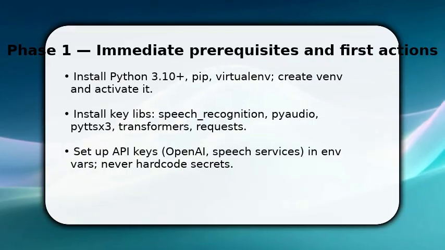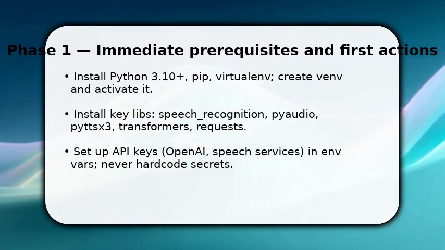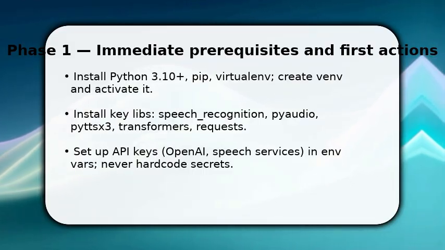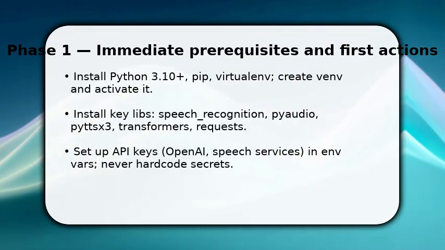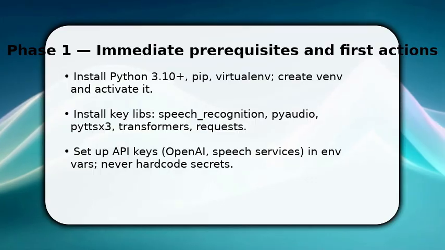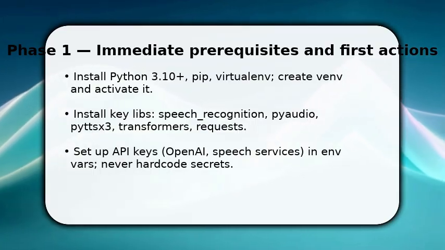You start by preparing a controlled environment and getting credentials in place. Create a virtualenv, activate it, and install speech recognition, PyTorch 3, transformers, and requests so your code has all core capabilities. Next, configure your API keys as environment variables. This keeps secrets safe and portable.